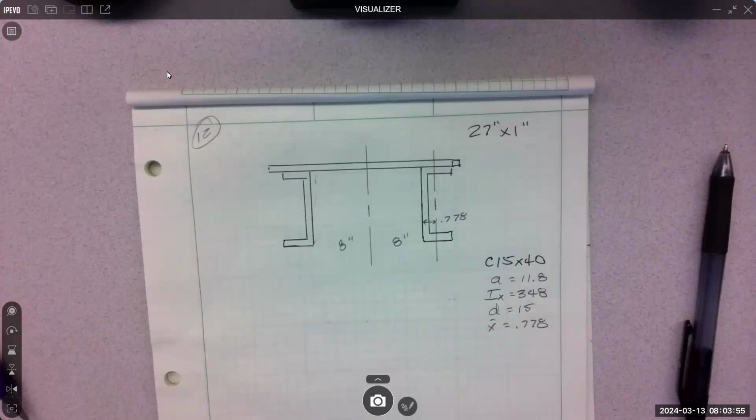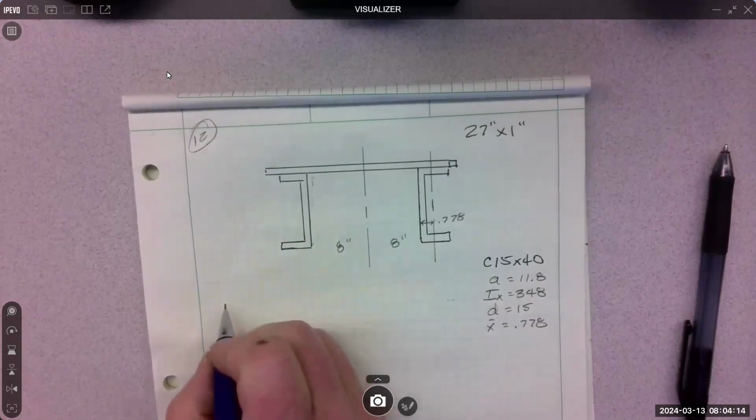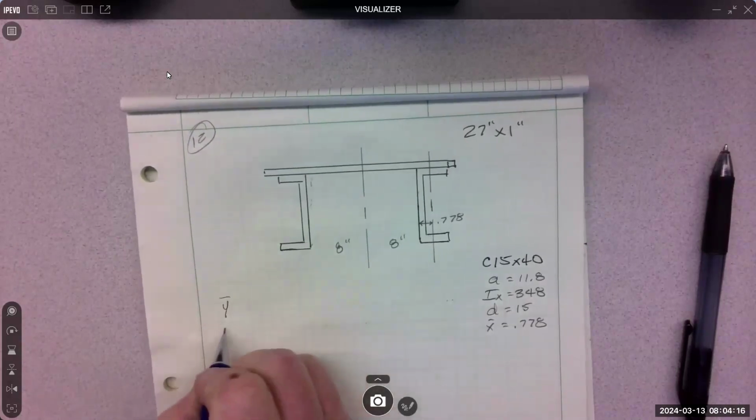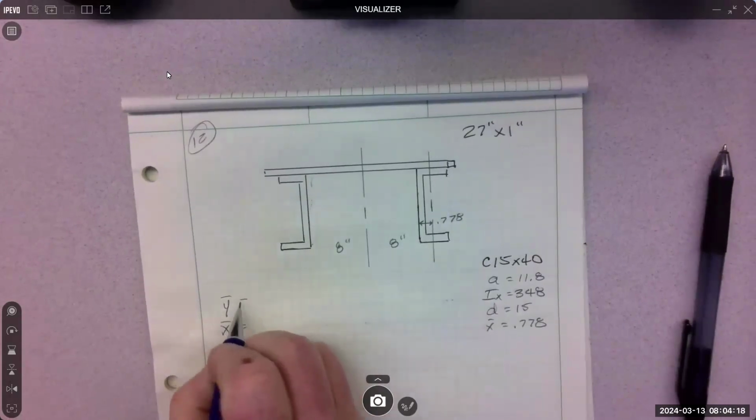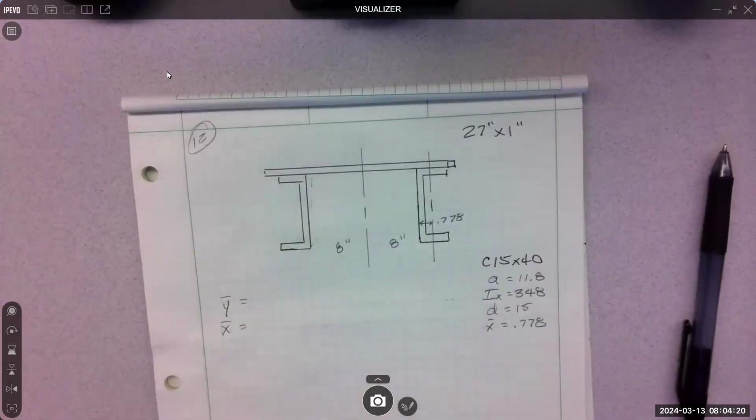All right, for the built-up structural steel members shown, calculate the moment of inertia with respect to XX and YY centroidal axis. So to get inertia, we have to have the composite neutral axis. That is Y bar and X bar. Do we know one of these?